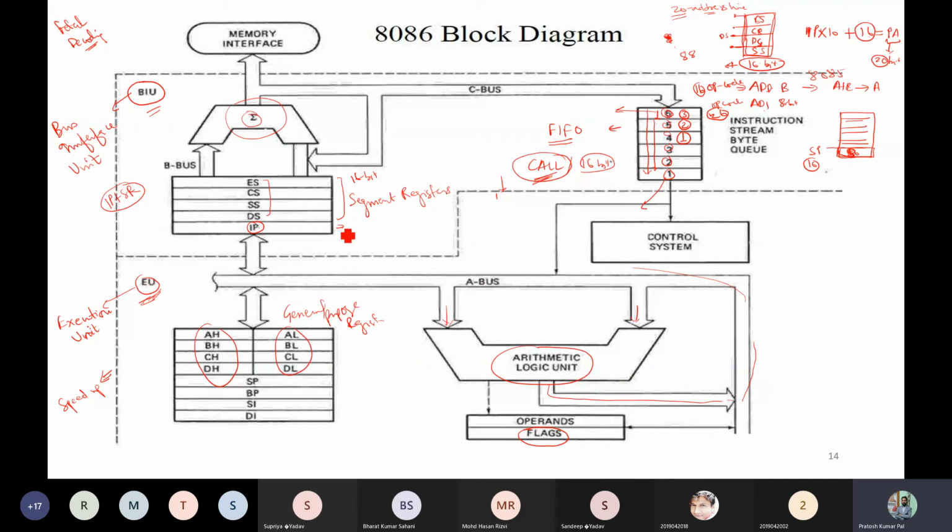So there are different types of buses used. Bus A is there in the execution unit. Bus B and bus C are in the bus interface unit, and this is the logical and arithmetic unit that performs some operations. Another one here is also a logical and mathematical operation unit, performed with respect to the segment registers and instruction pointer. This arithmetic is done for fetching the instruction, and the other arithmetic is done for executing the instruction.